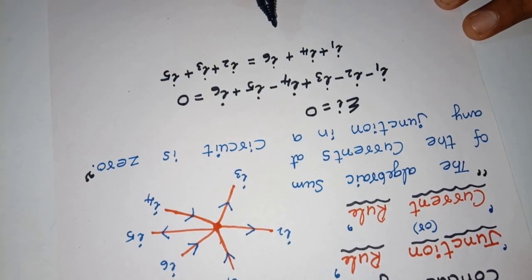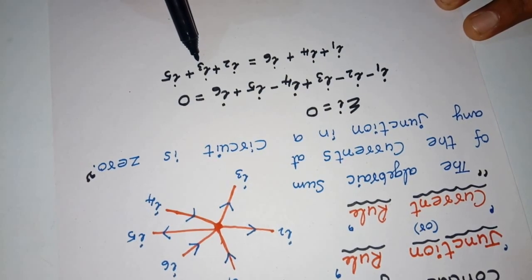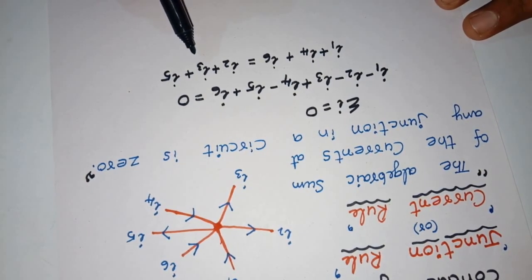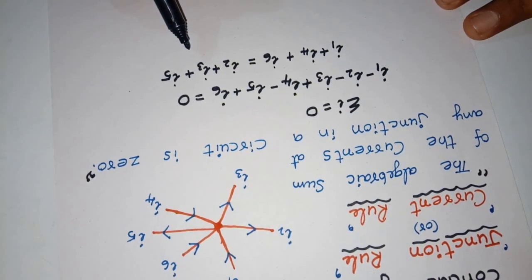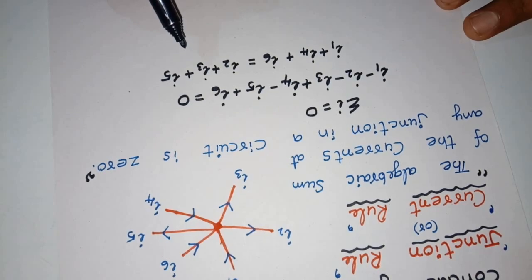By this we can say that the amount of current passing towards the junction is equal to the amount of current passing away from the junction. So by this we can easily say that this junction rule is based on the conservation of electrical charge.